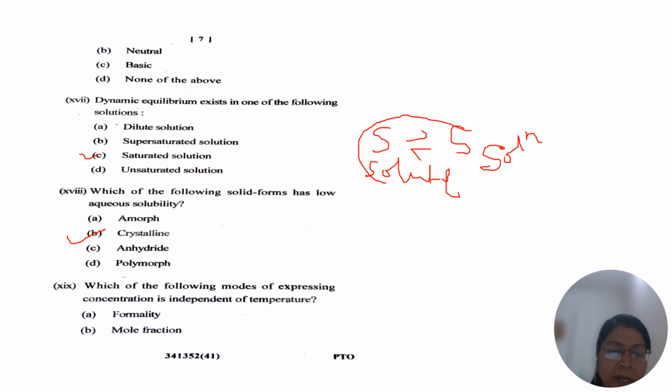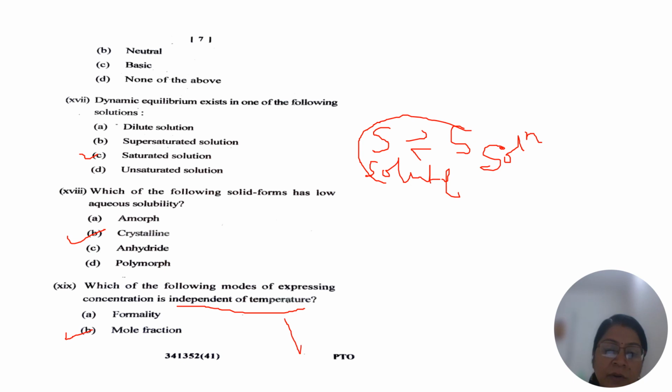Then, which of the following modes of expressing concentration is independent of temperature? Independent of temperature means there should be no volume factor in it, because volume can change with temperature. Among formality, mole fraction, molarity and normality, all have a volume factor except mole fraction. What is molarity? It is the moles of solute per liter of solution, and per liter is again volume. So wherever there is volume in the formula, it will be dependent on temperature. In the case of mole fraction only, it is independent of temperature.